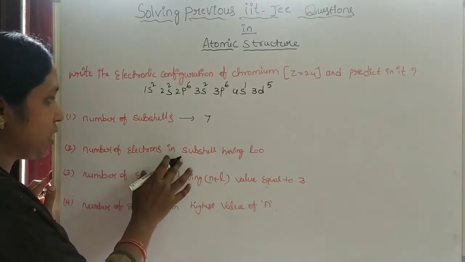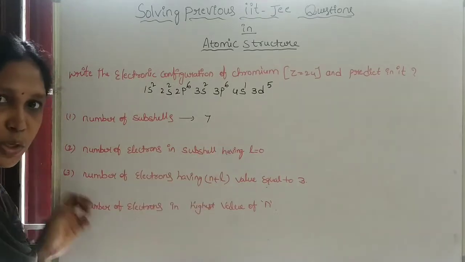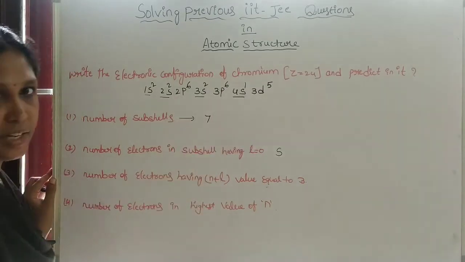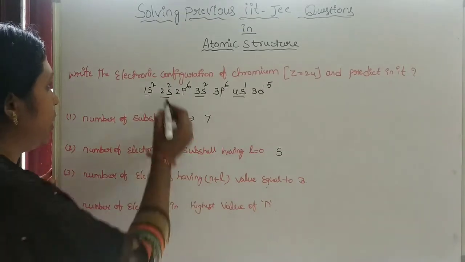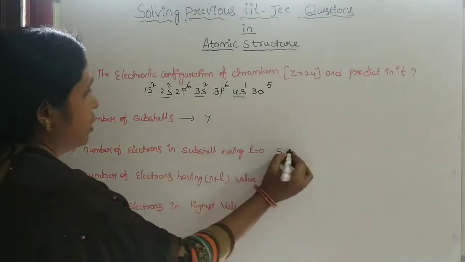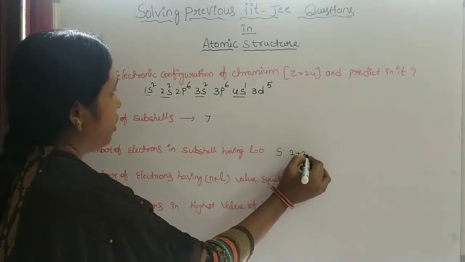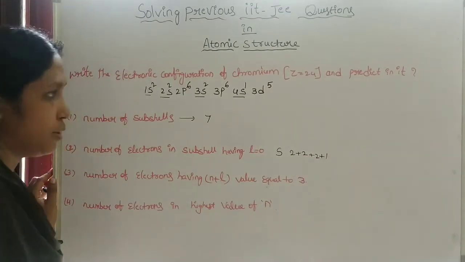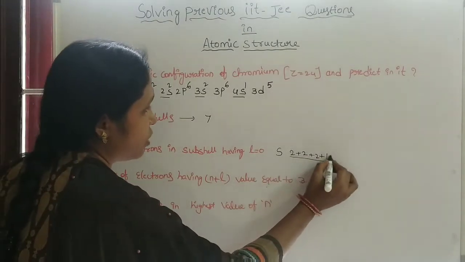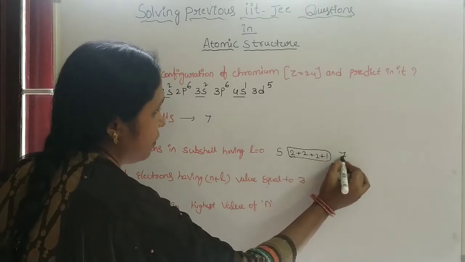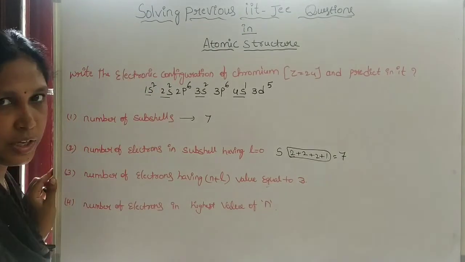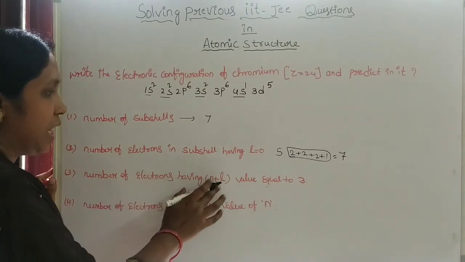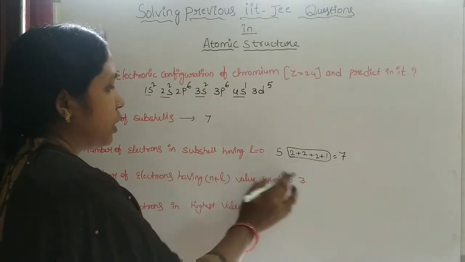Number of electrons in subshells having L equal to 0. 1s, 2s, 3s and 4s are there. The number of electrons here: 1s has 2, 2s has 2, 3s has 2, 4s has 1. So the total number of electrons is 7. Next, the third one.